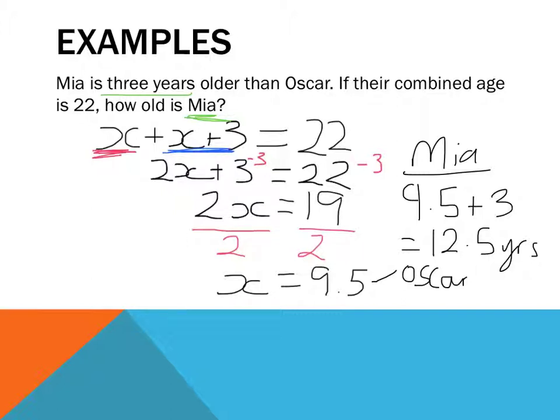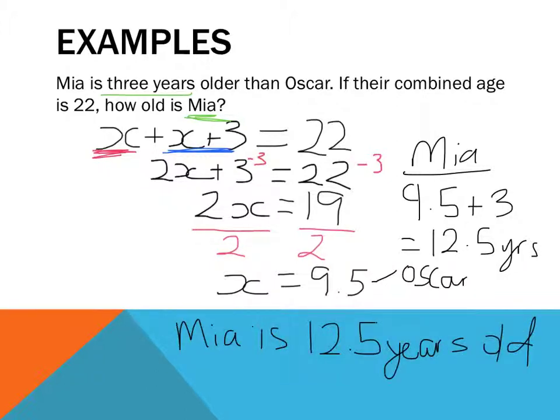The purpose of my question was a worded problem that got me to solve an equation. Therefore, the structure of my response, if my purpose was worded, I need to give it as a worded response. So I have to say Mia is 12.5 years old. Main thing with this example, guys, pay attention. What's the question asking me? What does that answer represent?